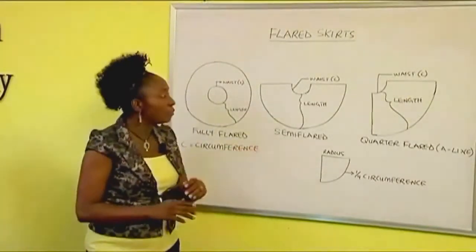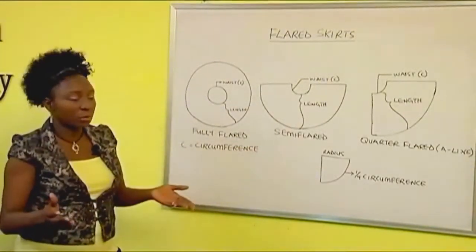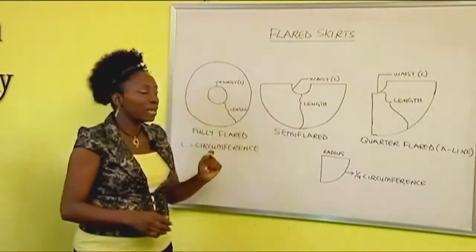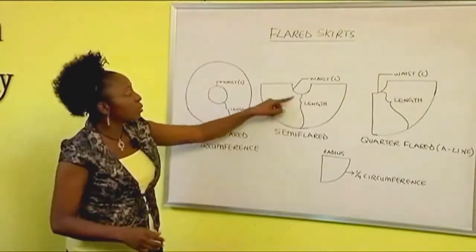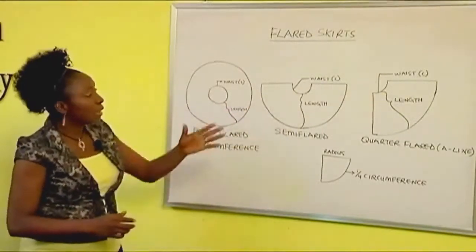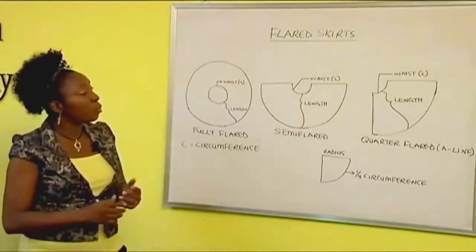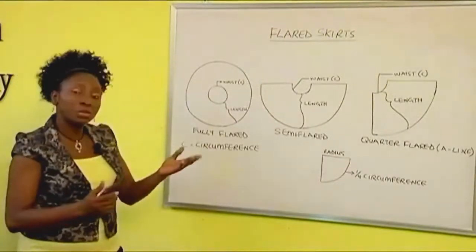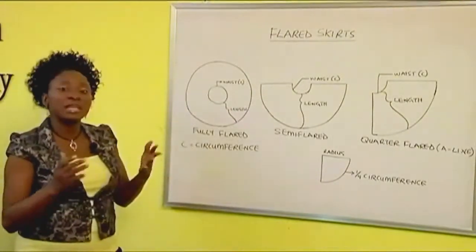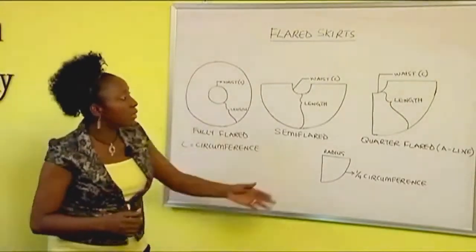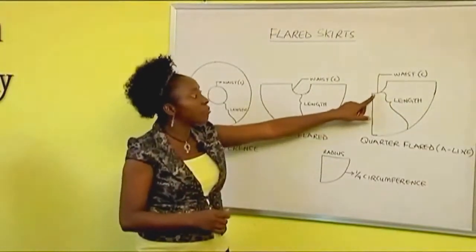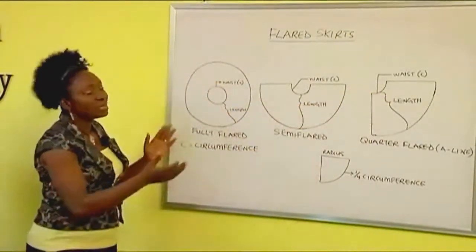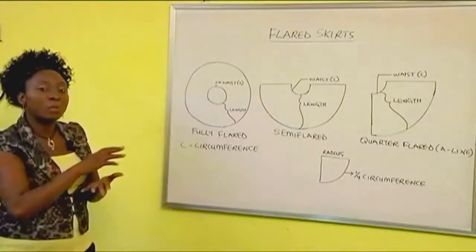Now if you look at the semi-flared skirt, you can see that it's a semicircle, with the inner semicircle representing the waist, and the distance between the two semicircles giving you the length. The third one is a quarter circle, called the quarter flared skirt, also known as the A-line skirt. It's not as flared as the others. The inner quarter circle represents the waist, and the length is in between the two quarter circles.